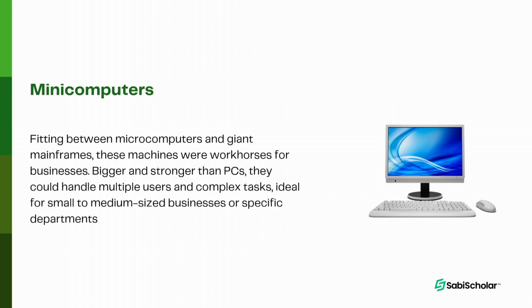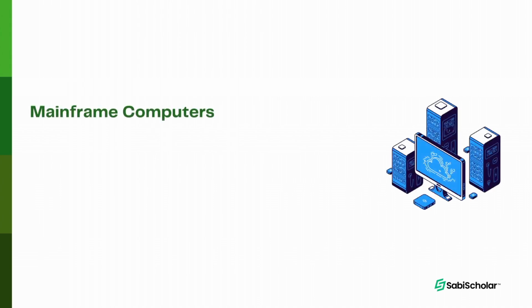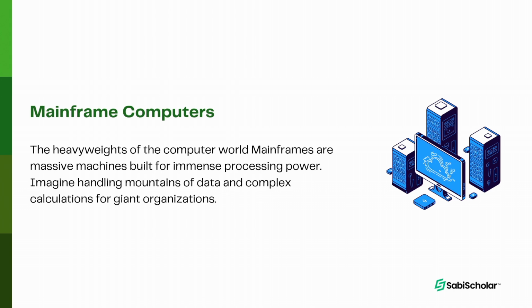These machines were workhorses for businesses because they were more affordable. It was easier for these businesses to put them into a smaller space, and also it consumed less power, that's electricity. Mainframe computers. These were the heavyweights of the computer world, and the mainframe computers were massive, big machines built for immense processing power.